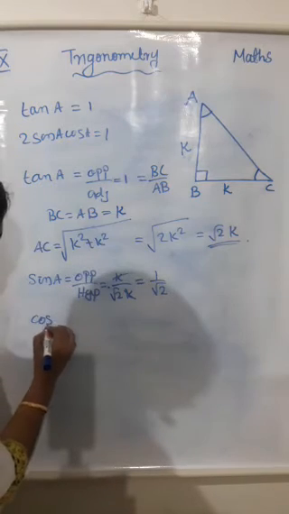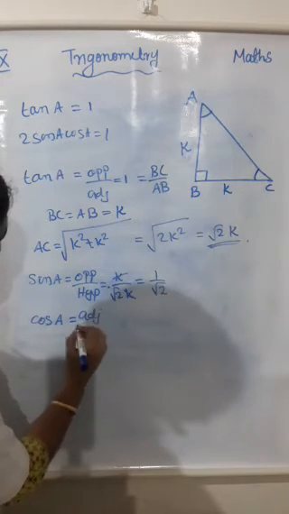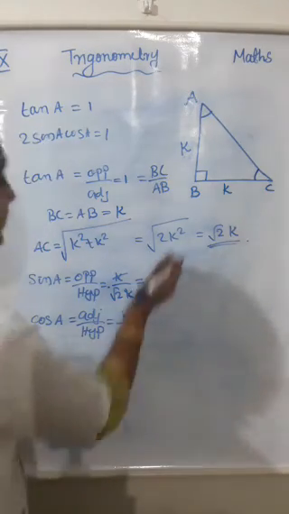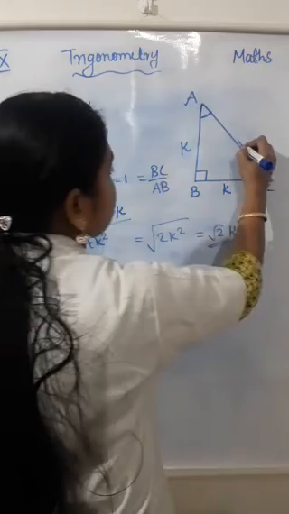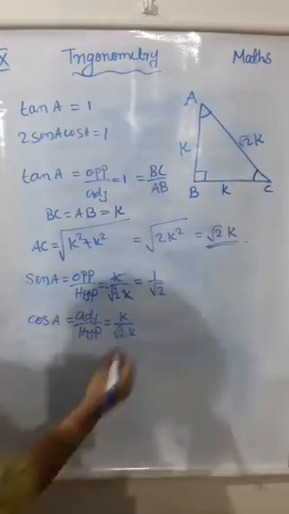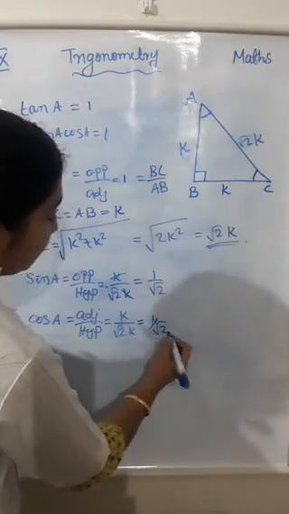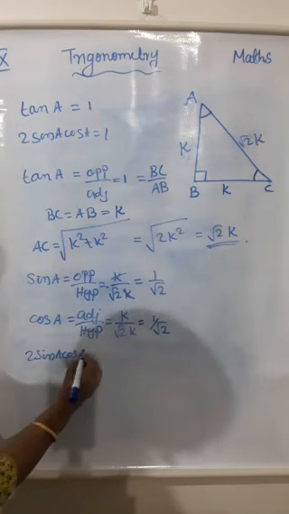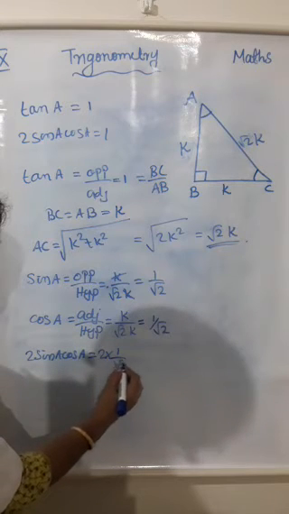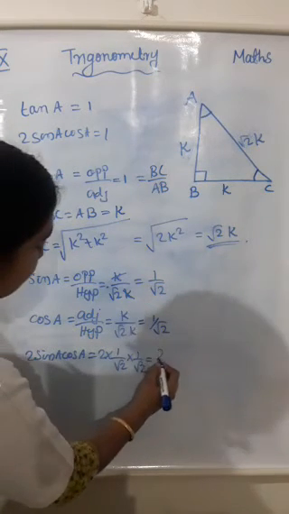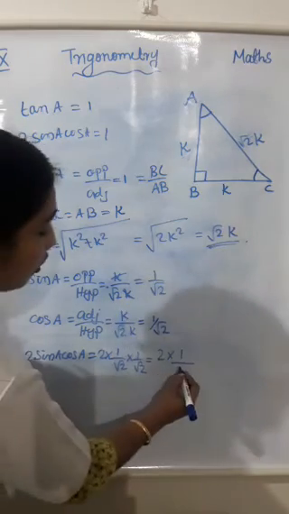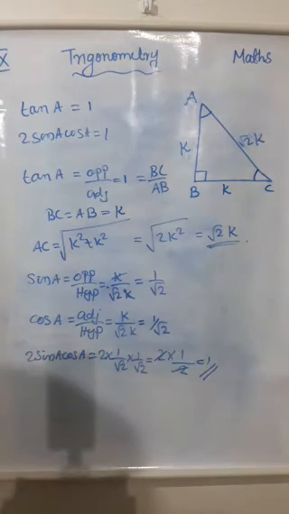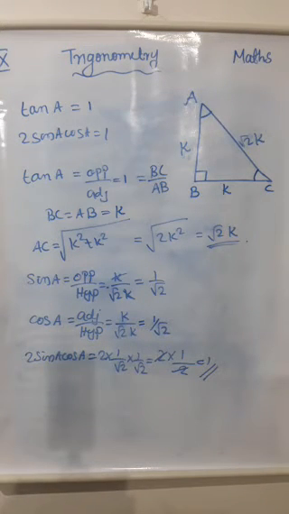Then find cos A. Cos A is equal to adjacent side by hypotenuse, that is K by root 2 K. Here the adjacent side is also K, so it is equal to 1 by root 2. Then 2 sin A cos A is equal to 2 into 1 by root 2 into 1 by root 2, that is 2 into 1 by 2. The 2 and 2 are cancelled. We got 1. So 2 sin A cos A is equal to 1.